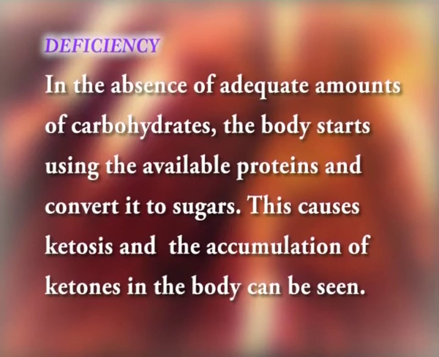Immune responses are known to be affected seriously in a child suffering from marasmus. The other condition, known as ketosis, is associated with many other factors. Ketosis can also occur as a result of carbohydrate deficiency and is frequently reported in those individuals who are on low carbohydrate diets. In the absence of adequate amounts of carbohydrates, the body starts using the available proteins and converts them to sugars. This causes ketosis, and the accumulation of ketones in the body can be seen.